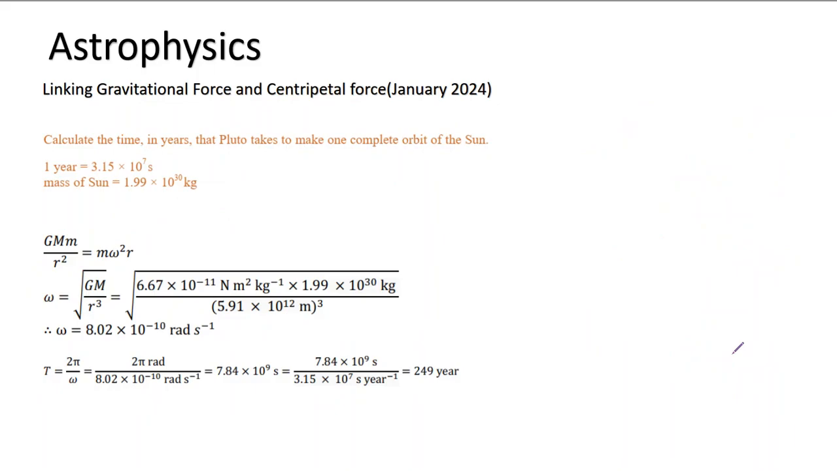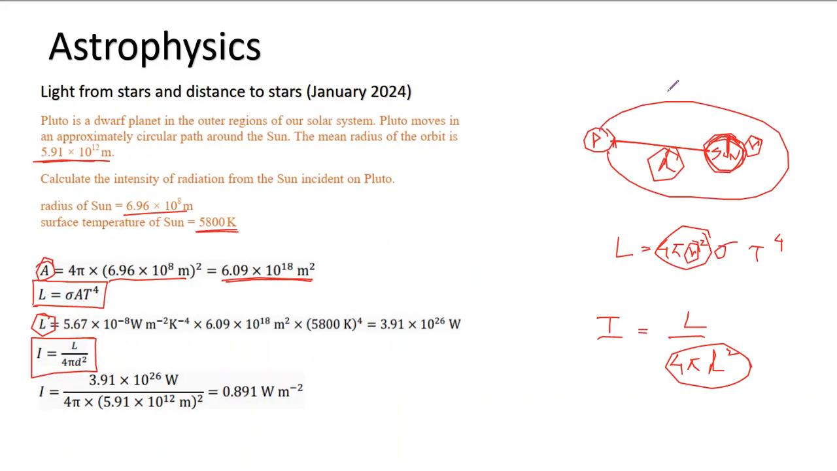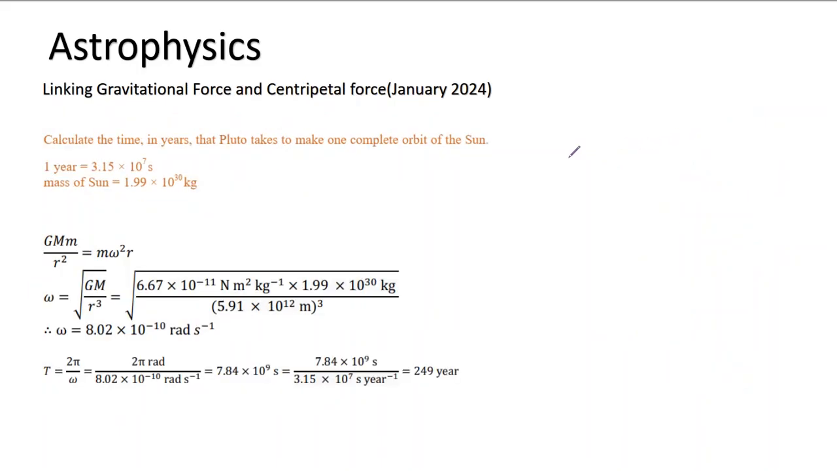Then we have to link gravitational force and centripetal force, and this is the question from Jan 2024. Calculate the time in years that Pluto takes to make one complete orbit of the sun. So if you look at this, Pluto is orbiting the sun, right? For anything to orbit something else, it needs centripetal force. And where does this centripetal force come from? The centripetal force comes from the gravitational force.